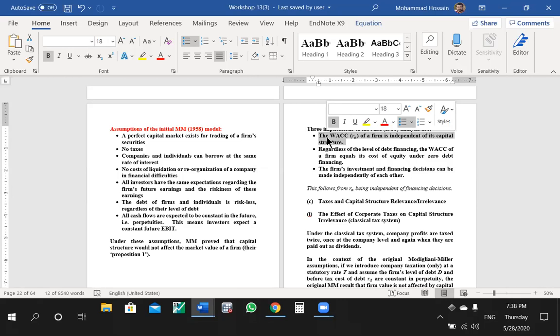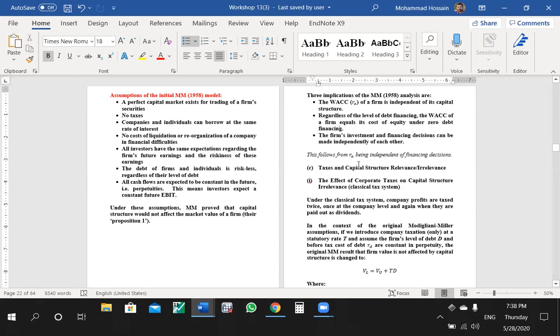WACC is actually a combination of your debt, your preference share issue, and your ordinary share issue. It's actually the average of these three, the mean value of these three. Okay. Regardless of the level of debt financing, the WACC of a firm equals its cost of equity under zero debt financing. So that's what they think here, that there is no debt. Okay, it's only issuing shares. That's the situation he thinks. Okay. But it's not true. That's the problem. What he's talking about doesn't match with the reality. Reality is very different.